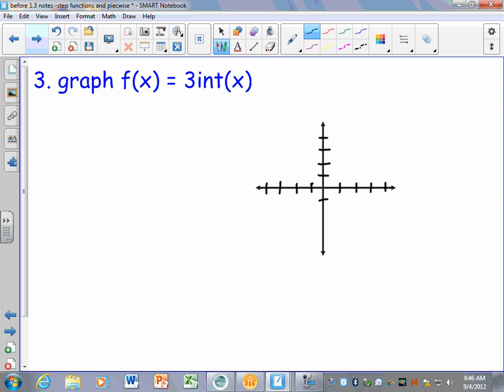I do have graph paper for you for your homework today, so that you don't have to make your own graphs.